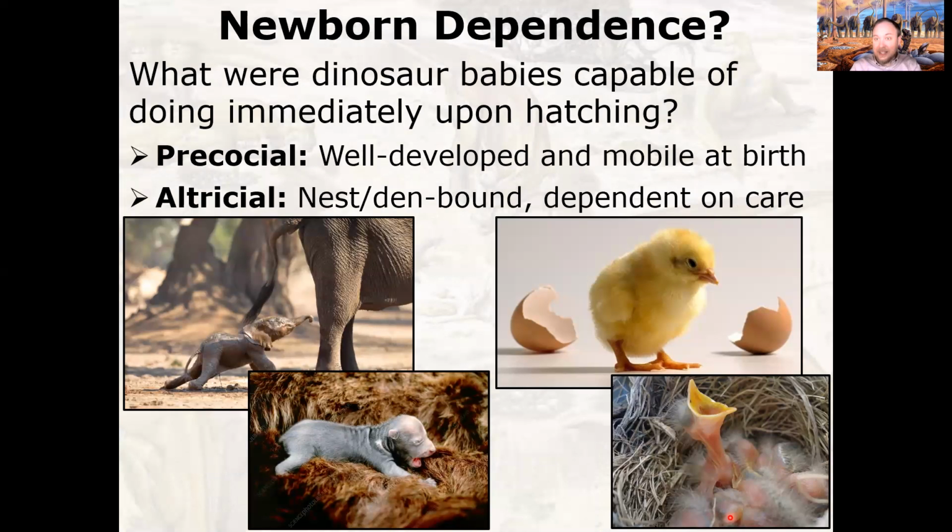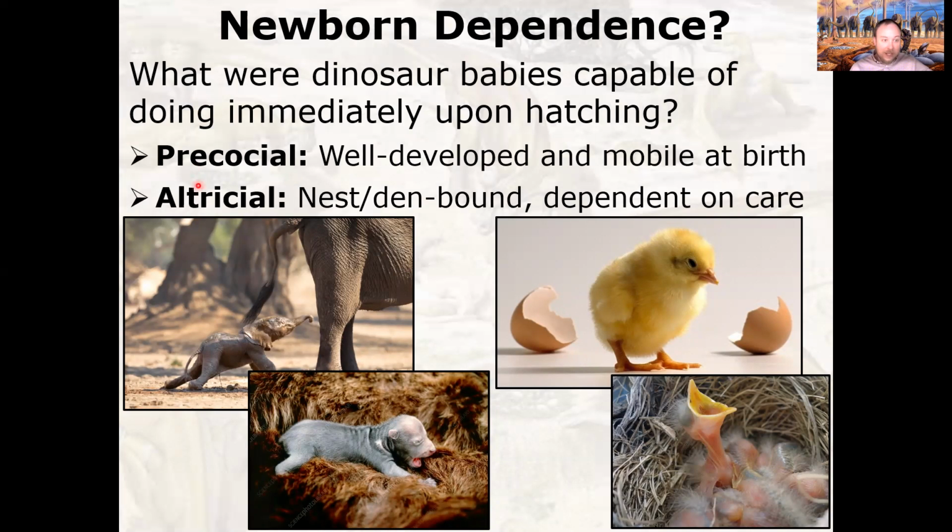So how dependent on their parents were dinosaurs? When a fresh dinosaur hatched, what were they like? What were they capable of doing? Obviously, we don't have any way of directly looking at hatched dinosaurs. So again, one of the ways we know things about the past is that the present is the key to the past. Let's look at living organisms. What are newborn animals capable of in the wild? You see that there's a very wide range.